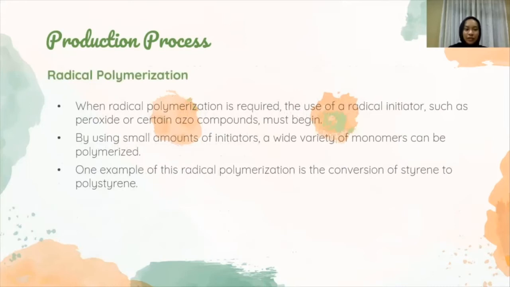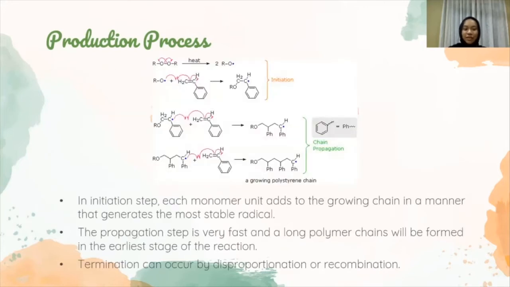Radical polymerization. When radical polymerization is required, the use of a radical initiator such as peroxide or certain azo compounds must begin. One example of this radical polymerization is the conversion of styrene to polystyrene. In the initiation step, each monomer unit adds to the growing chain in a manner that generates the most stable radical.